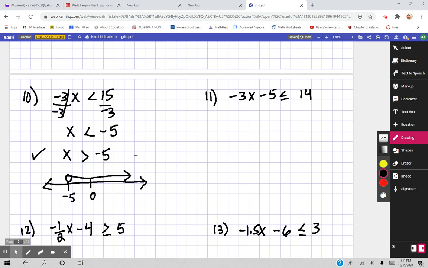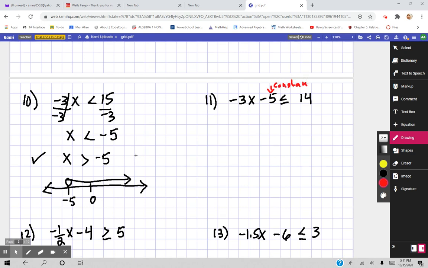Okay, let's go ahead and look at number 11. And let's see, do we have a negative coefficient? Remember, this is called the constant. This is called the constant. And this is called the coefficient. Okay? So yes, we have a negative coefficient. That means we're going to have to flip the inequality sign at the end.